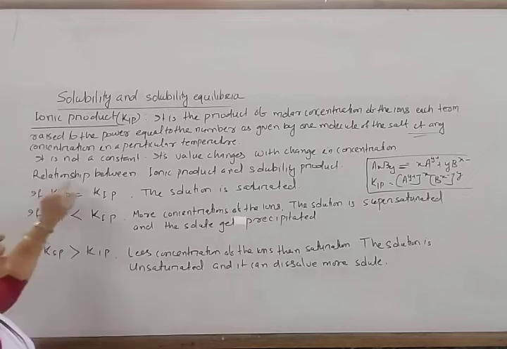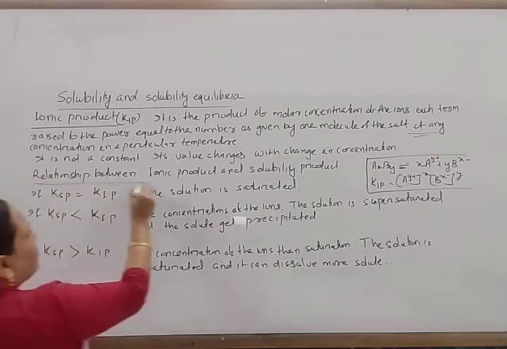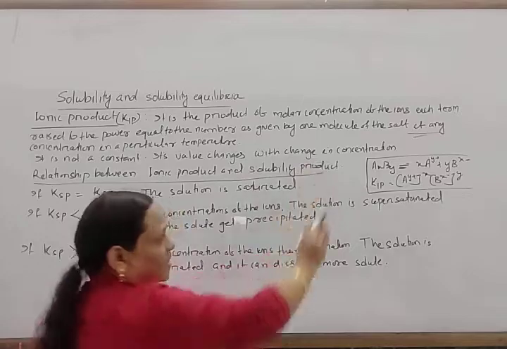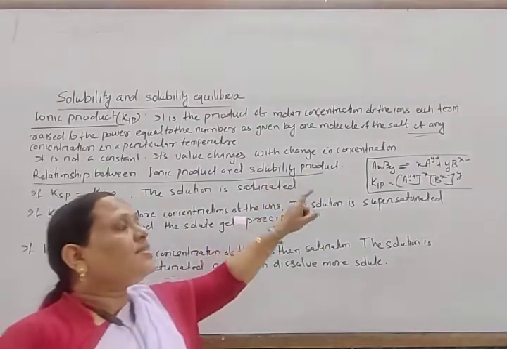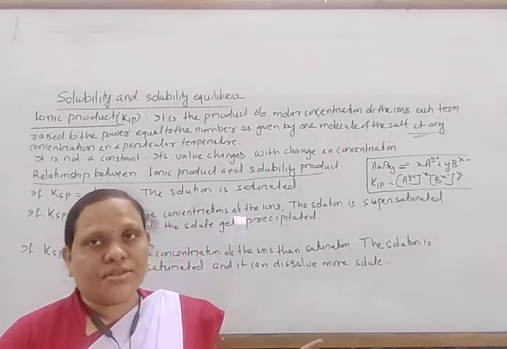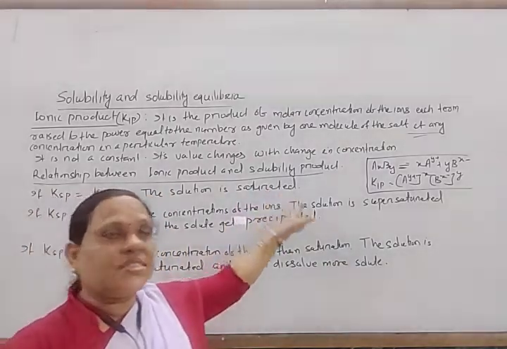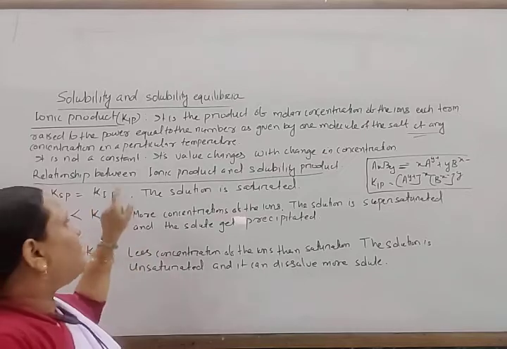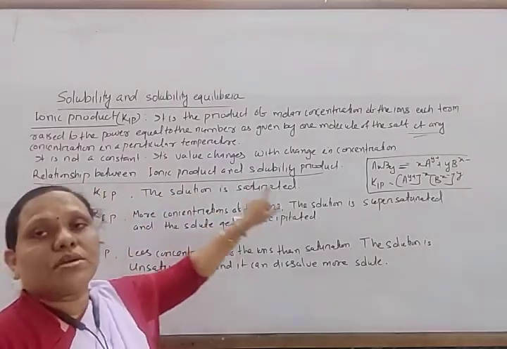So what is the relationship between these? The ionic product is not a constant. It is variable, and it changes with a change in concentration. Then what is the relation between this ionic product and the solubility product?